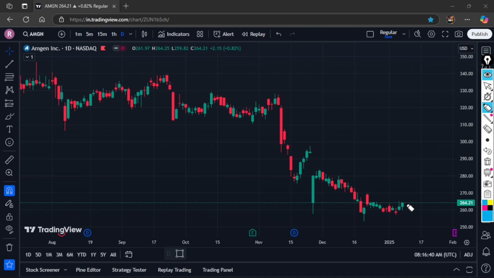For the next session, if it opens flat and tries to go upside, we can try to make a quick trade here, like if it opens we buy, then it goes upside and quickly we book the profit, kind of thing can happen.